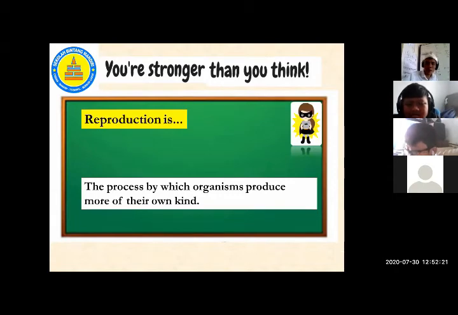Proses di mana organisme memproduksi lebih dari jenis mereka. Oke, okay, so that's the reproduction. Atau bisa juga the formation of new individuals. Yes, next.